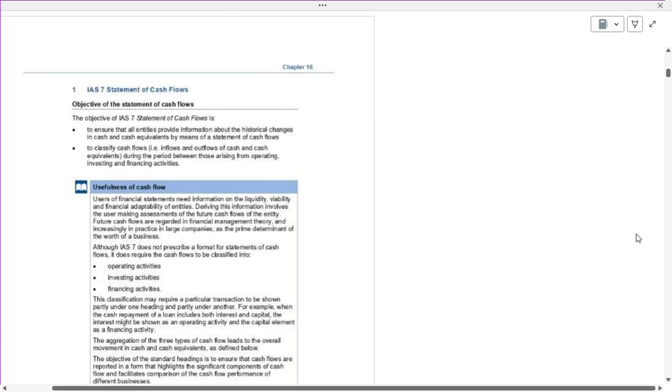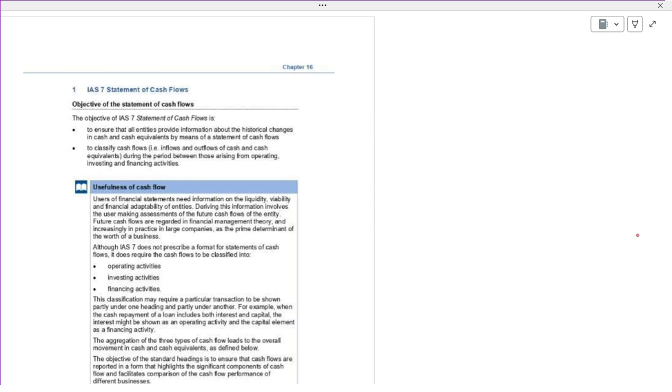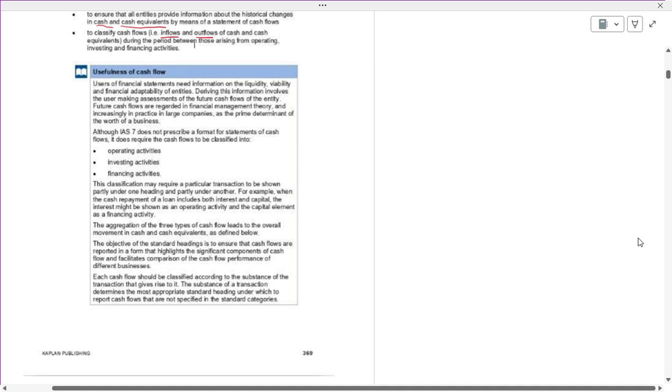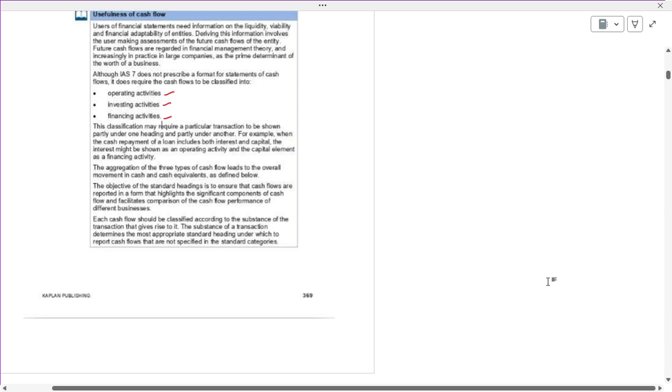What is the objective of the statement of cash flow? They are talking about the changes in cash balances. We will have inflows and outflows during the period. They are talking about usefulness in terms of operating, investing, and financing. Now I gave you a complete summary of that. Please read, and don't skip it.